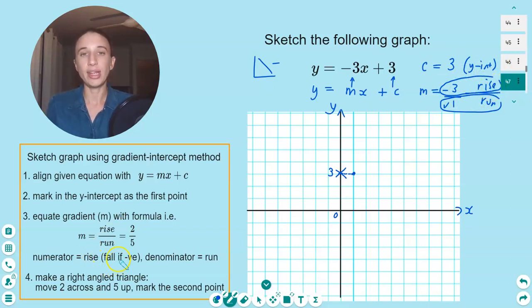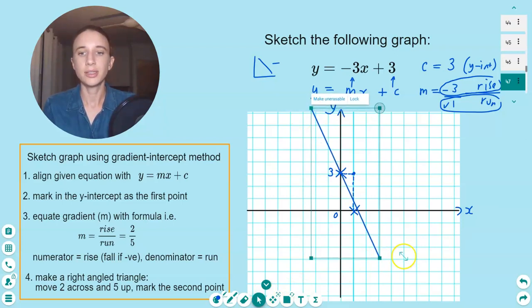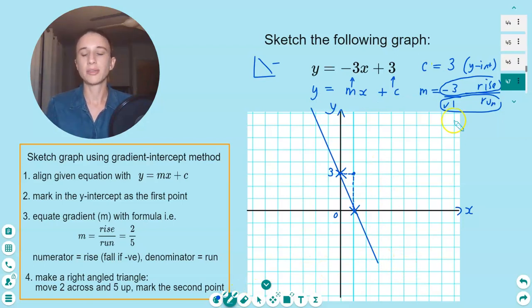Now it's important, if the rise is negative, you're actually going to be falling. You're going to be dropping. So I'm going to be dropping 3 units from here. So dropping 3 squares. Let's go. 1 square, 2 squares, 3 squares. And then I put my second point and I can just draw a line through that. Well, that wasn't very successful, but that's fine. You can just adjust it. Yeah, draw your graphs in pencil if you can.